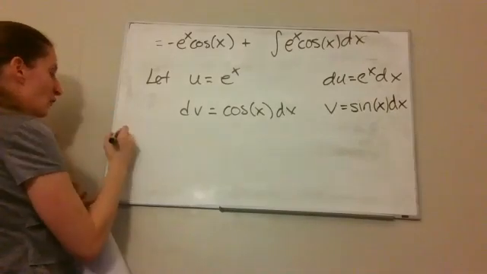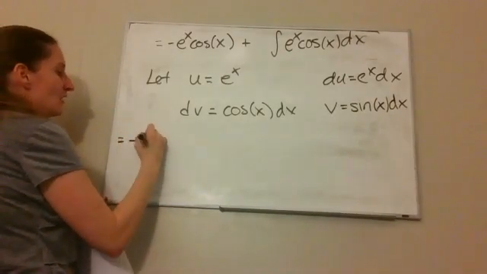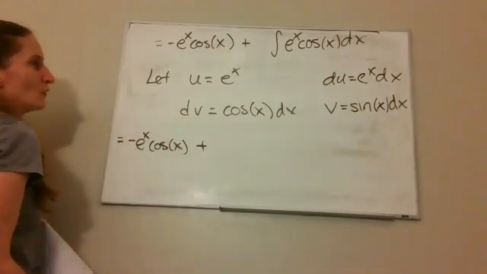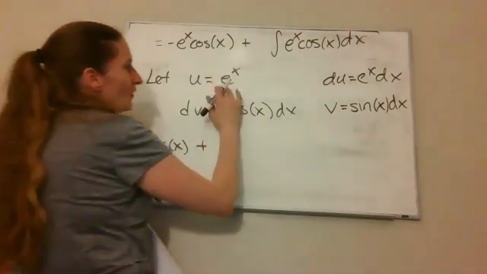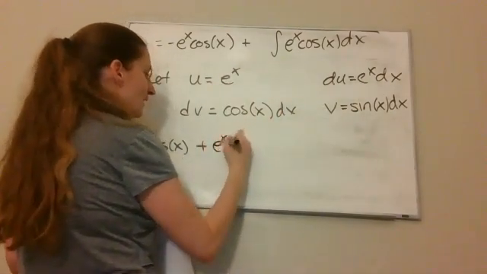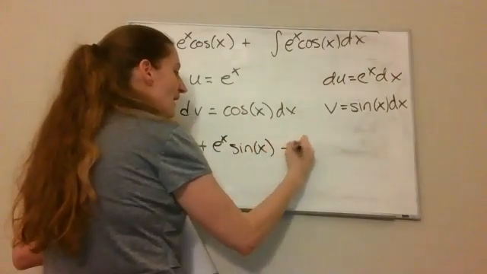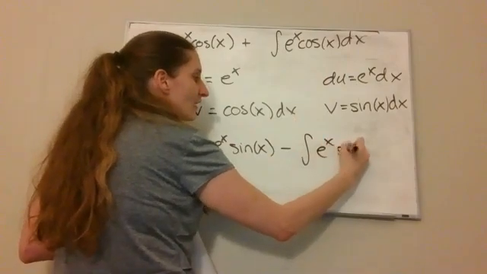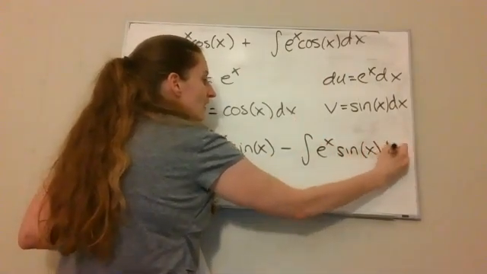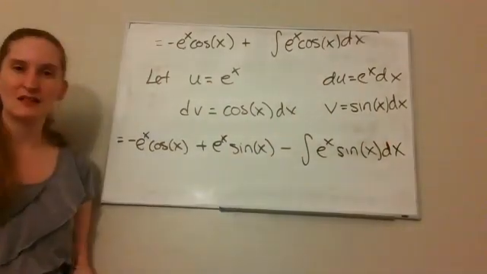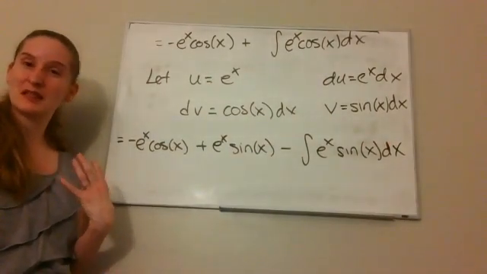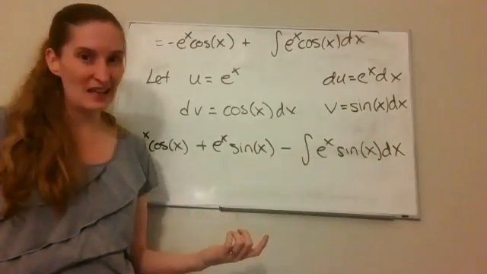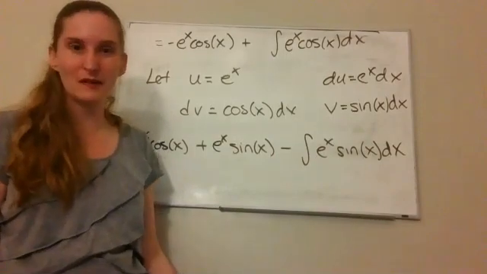So now if I write down where I'm at, we had negative e to the x cosine x, and then plus, it's going to be uv minus the integral of v du. So I have u times v, e to the x sine x, minus the integral of v du. So that's an e to the x sine x dx. Now at this point, some of you are going to be a little bit concerned because look at that. We're going to need integration by parts again.